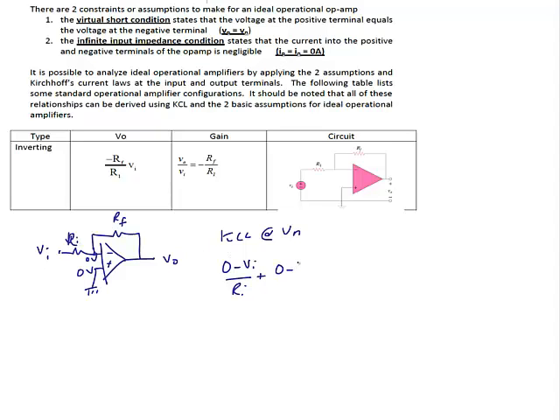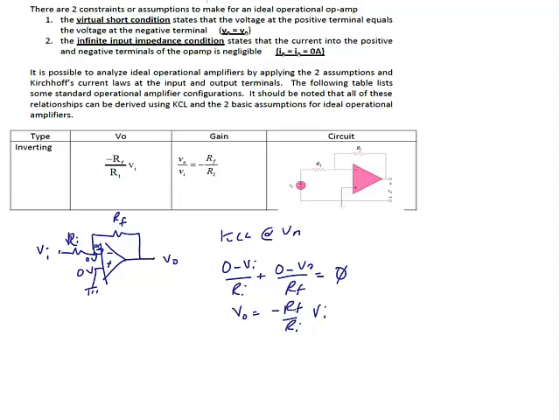Plus 0 minus VO over RF. The way we use the second assumption is that since we have infinite input impedance conditions, there's no current that flows into that negative terminal on the op amp. So in the KCL equation, there's no other currents, so I set this equal to 0. So now if I solve for VO, VO is equal to negative RF over RI times VI.